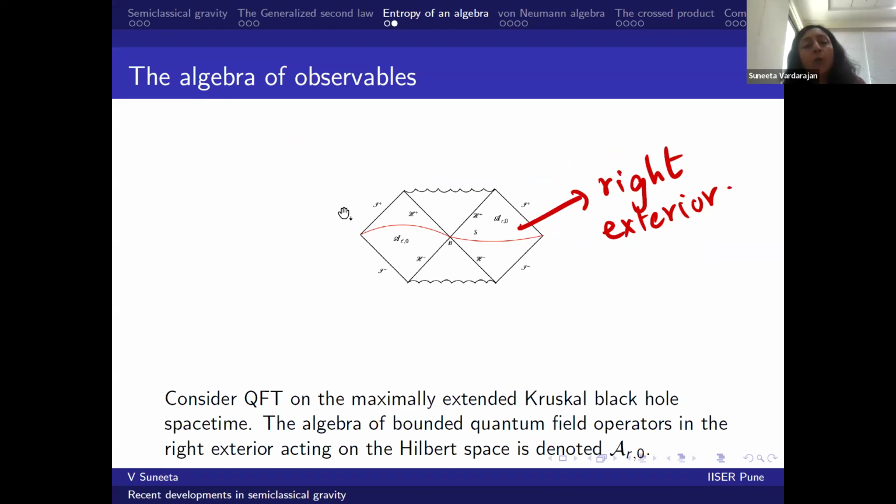Here you should now see a Penrose diagram of the complete maximally extended Schwarzschild black hole. It has two exterior regions, the right one and the left one. I'm going to focus on one of those two, which I call the right exterior, which I have labeled here. And what I'm now going to do is consider quantum field theories in this spacetime, and you can consider the quantum field operators. For just illustration purposes, we can take the quantum field to be a scalar field. So here's a quantum field phi, which depends on x, the space-time point. Let me take the space-time point to be lying in the right exterior, in this right diamond. The algebra of bounded quantum field operators in the right exterior is something which I'm going to look at, and I'm going to denote it AR0.